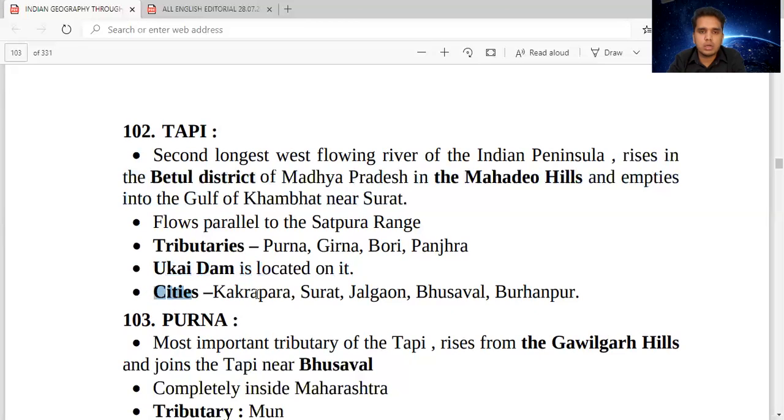Cities are Kakrapara, Surat, Jalgaon, Bhusawal, Burhanpur. Next river we will do is 104.